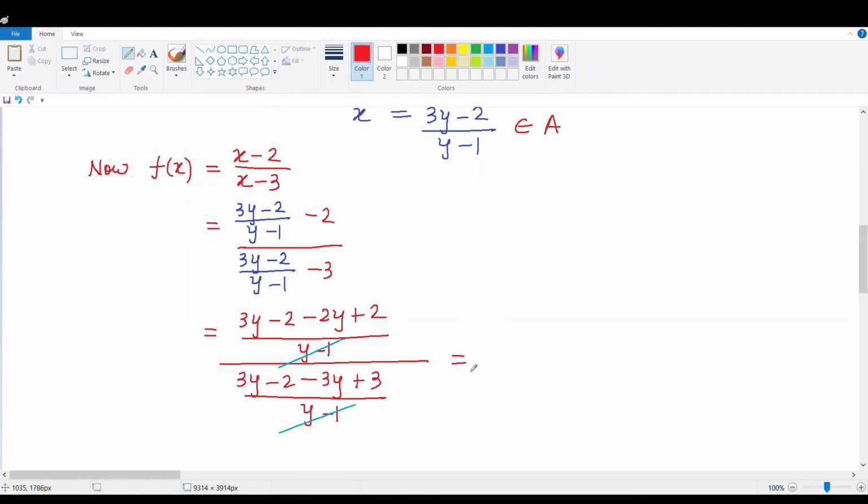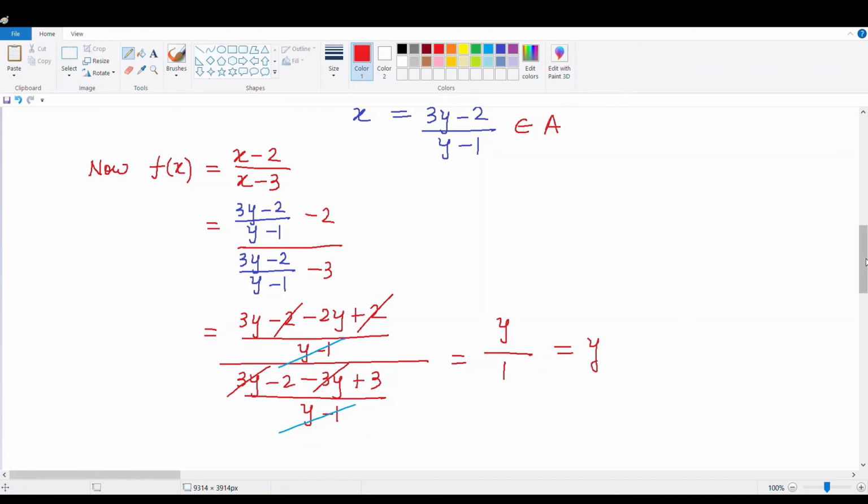Now let's simplify whatever we are left with. So 3y minus 2y, you will end up getting y, and negative 2 plus 2, that's going to cancel out, right? Now over in here, see 3y and 3y, both are going to cancel out. And you got negative 2 plus 3, so you got 1 in here. That means y over 1 equals y.